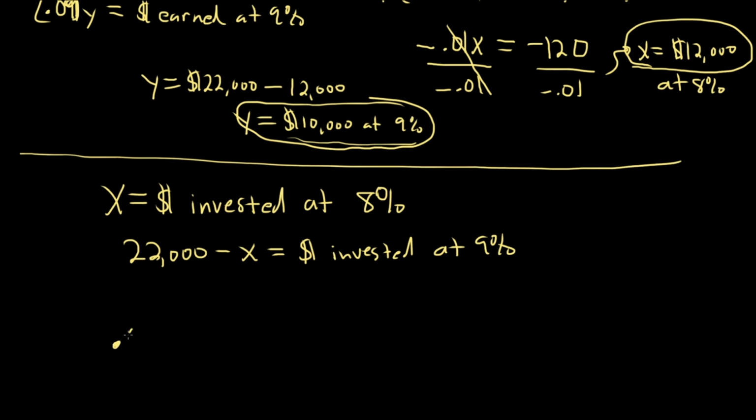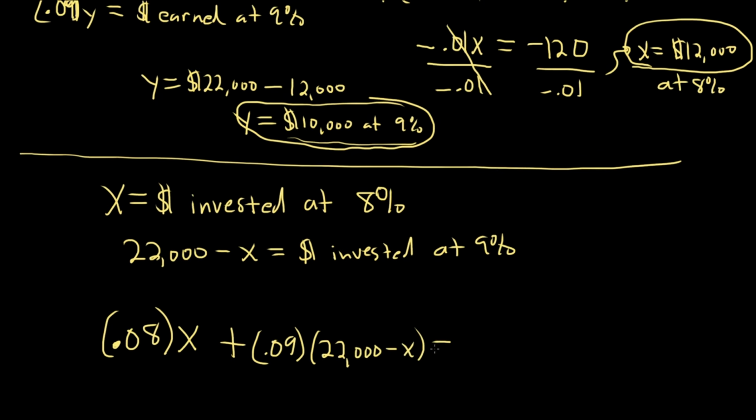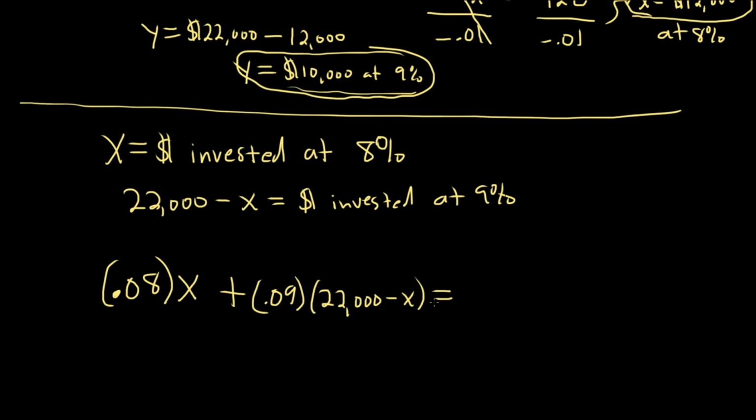So it'd be 8% of the money invested at 8% plus 9% of the money invested at 9%. And that's equal to the total money earned, which I believe was, yeah, 1860. Good stuff. Then you just solve this for x, right? You keep going, and then you plug it back in to this to get your other answer.